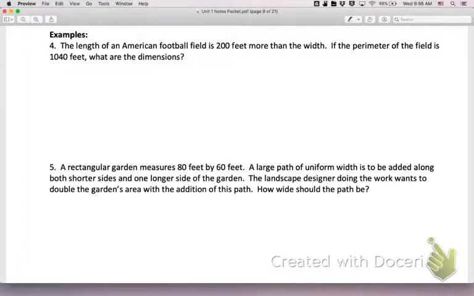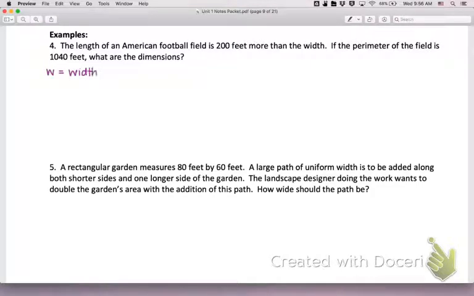Number 4 says, the length of an American football field is 200 feet more than the width. If the perimeter of the field is 1,040 feet, what are the dimensions? Now, they either told us about the length or the width. They told us the length is 200 more than the width. So width is the one that we know nothing about. So that's what I'm going to let my variable be. Let's let W equal the width.